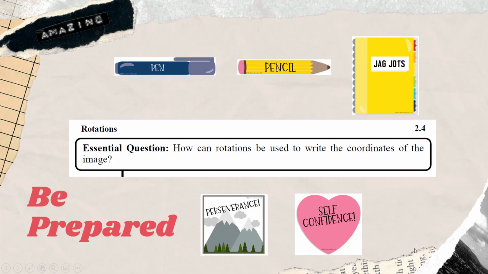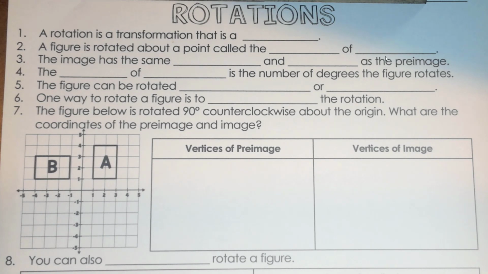Today you are going to need your Jaguar Jots on section 2.4, essential question, how can rotations be used to write the coordinates of an image? A pen and a pencil is definitely going to be helpful today. Your perseverance and some self-confidence, because you've got this. So let's get started on rotations.